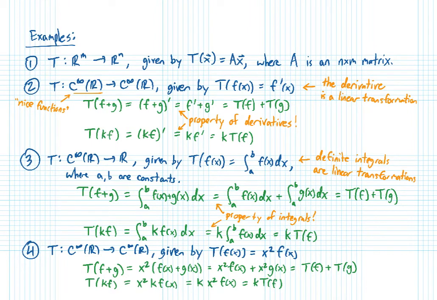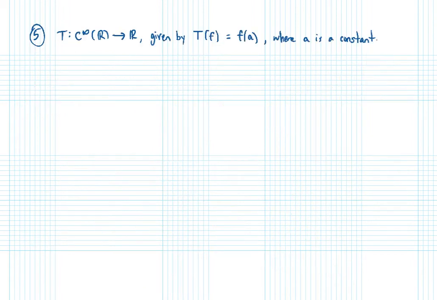And the property that T of kf is equal to k times T of f really comes from commutativity of multiplication, that x squared times k times f of x is equal to k times x squared times f of x. So in this case, it's really just simple properties of algebra that tell you that this transformation is a linear transformation. Yet another example of a linear transformation involving functions is the process of plugging in x values.